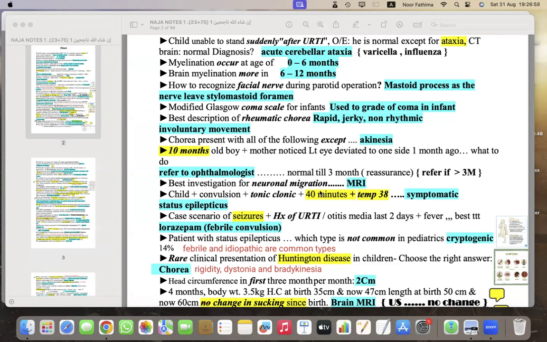So next, what is the best investigation for neuronal migration? This is a repeated question again. It is MRI.